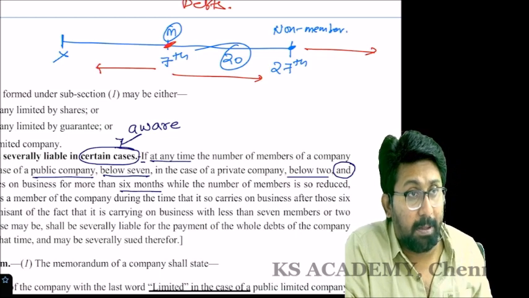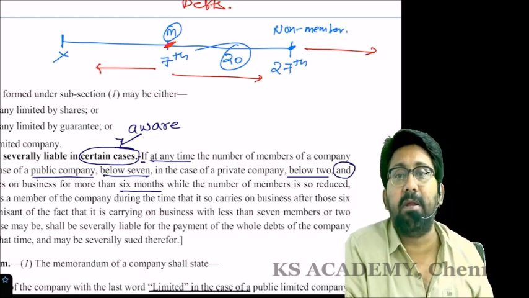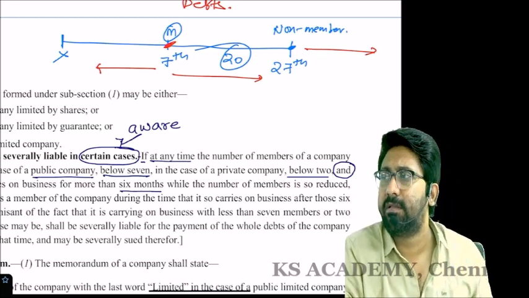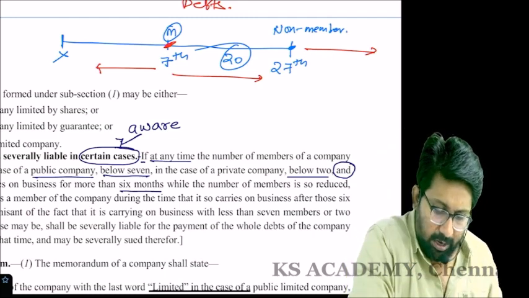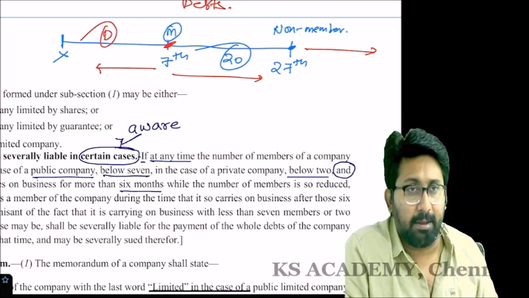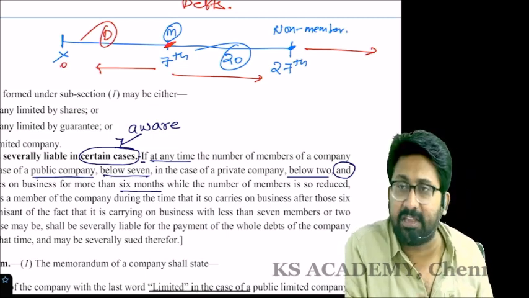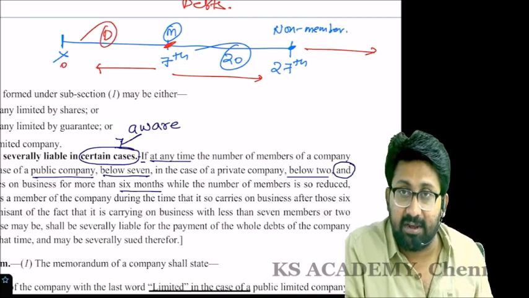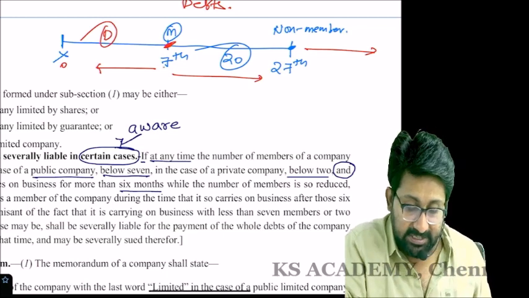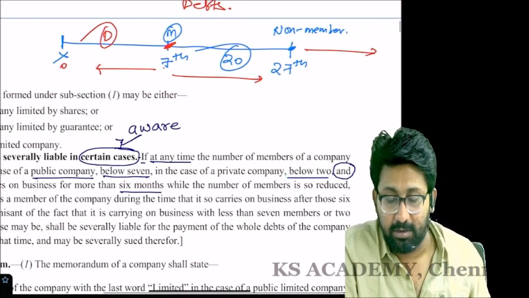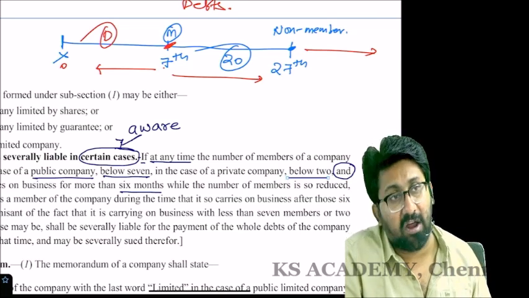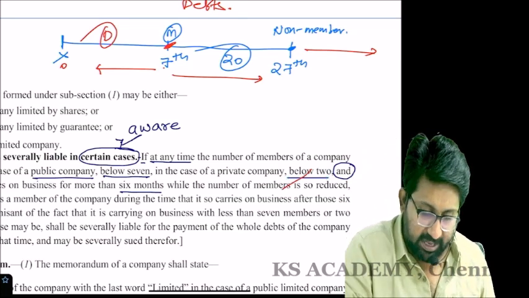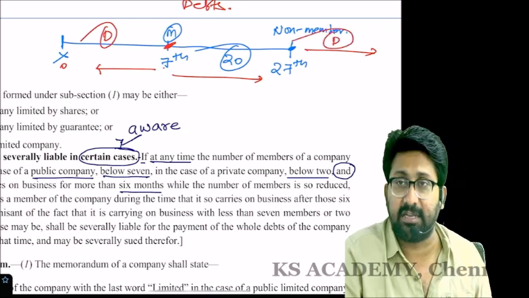I became a member immediately after 7 years. By shares or by guarantee? Guarantee. Okay. Now, debts are there between 0 to 7th year. Debts are there when I am a member, means 7 to 27. Clear? Debts are there even after I came out. Some debts are there. Those are all the debts.